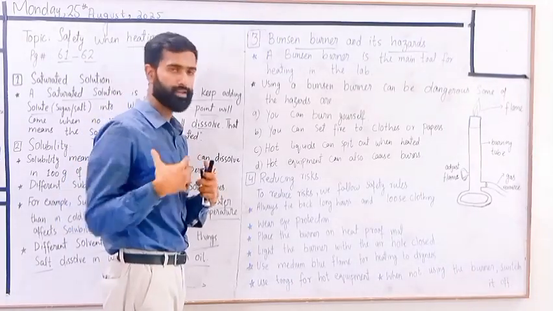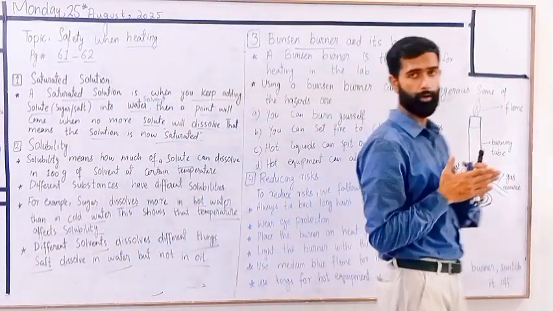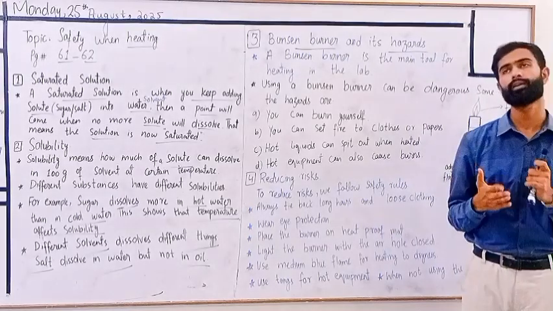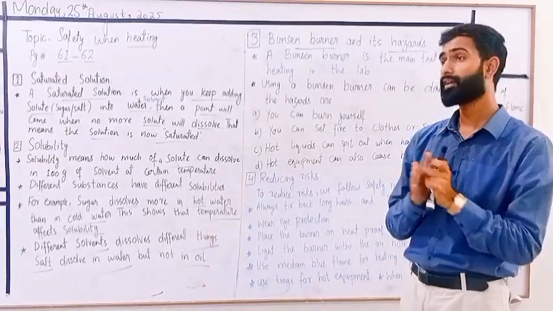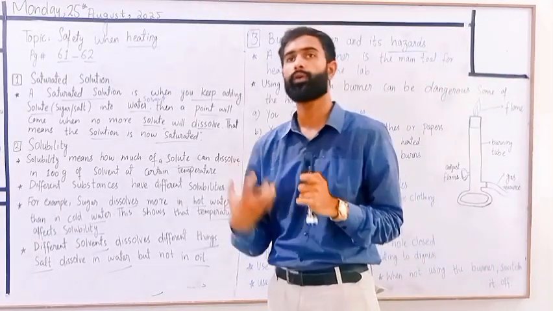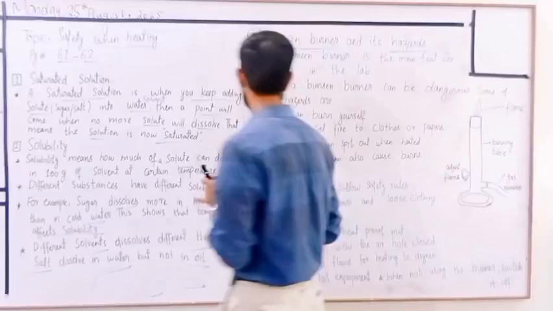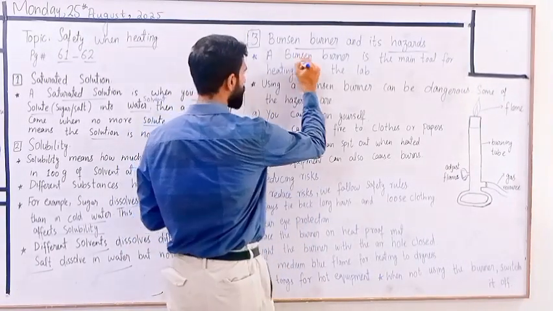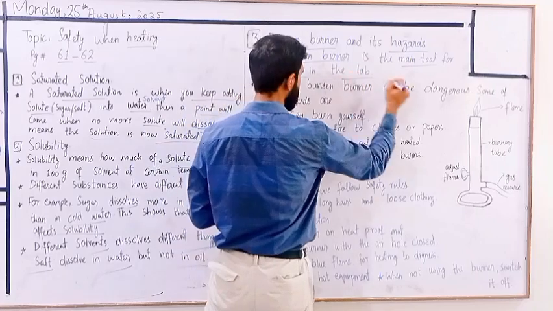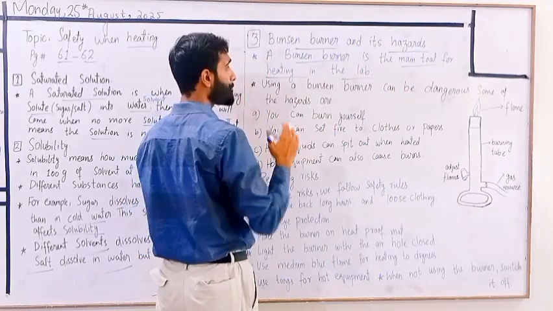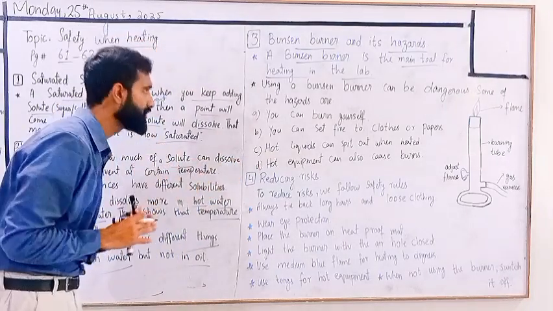Dear students, now it's time to learn about the Bunsen burner and its hazards. What is a Bunsen burner actually? A Bunsen burner is an instrument that is used for heating purposes in laboratories. It is the main tool, the main source of heating that we use in our laboratories.